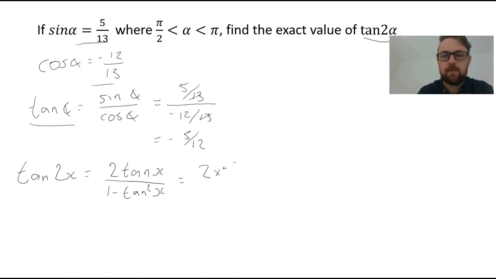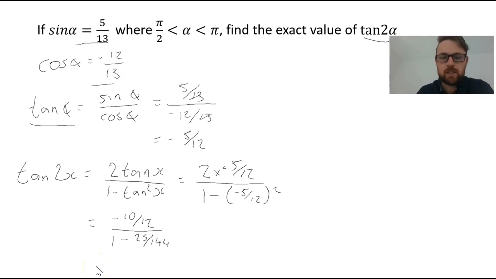So 2 times negative 5 over 12 divided by 1 minus tan squared, so negative 5 over 12 all squared. Now if I just multiply across, I end up with, on the top row, negative 10 over 12, and on the bottom row, 1 minus 25 over 144.